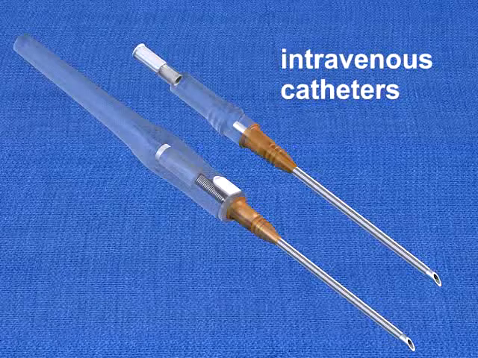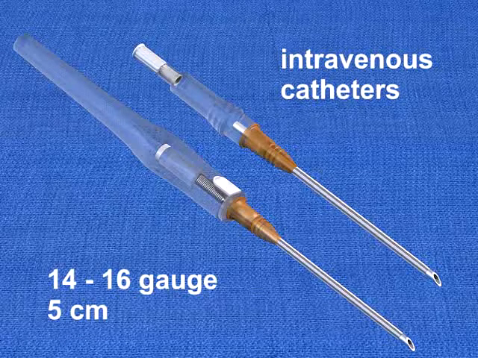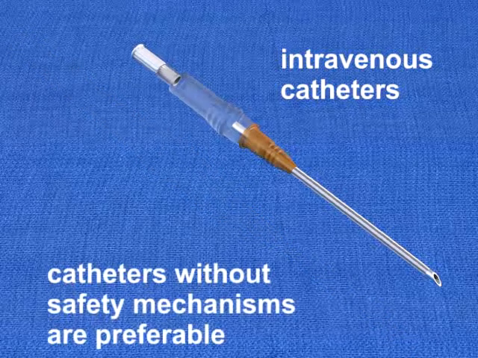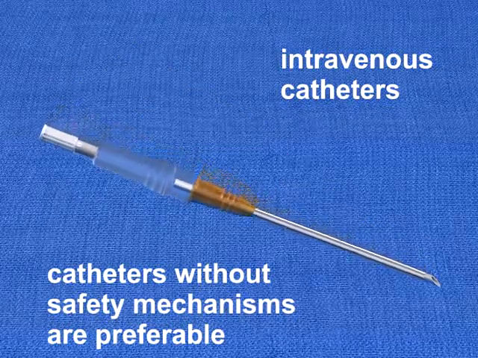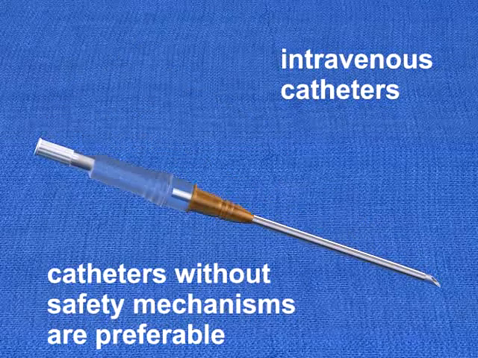Standard intravenous catheters are suitable for needle thoracostomy. 14 or 16 gauge 5 centimeter catheters are ideal. Catheters without safety mechanisms, such as retracting needles, are preferable since they will allow for free return of air from the backside of the catheter.